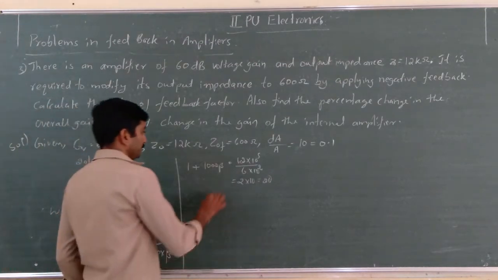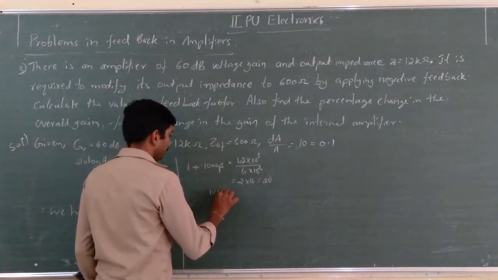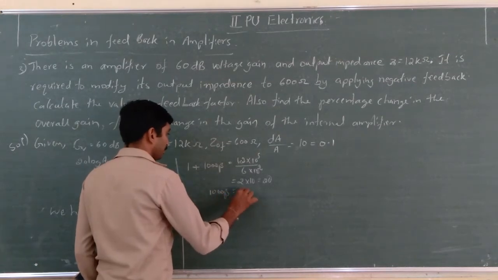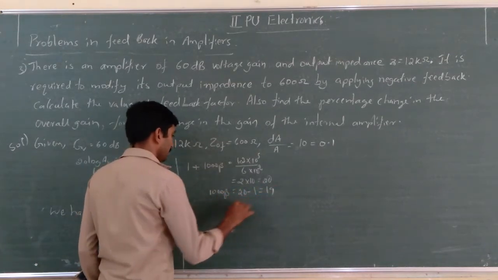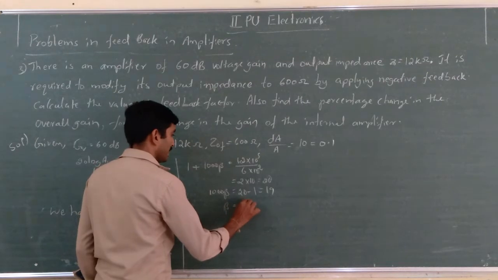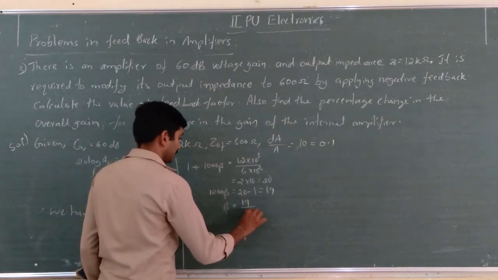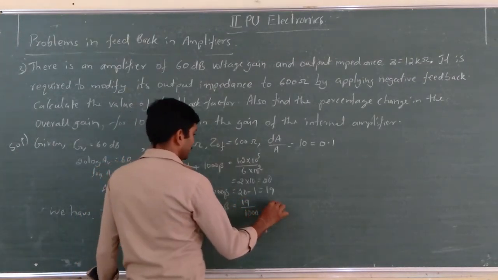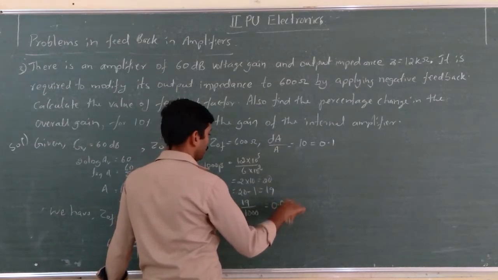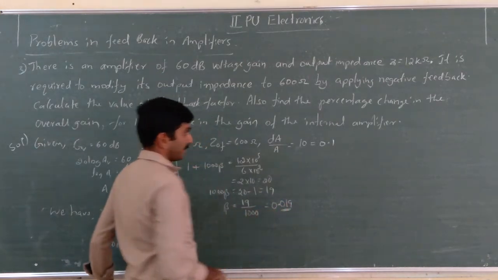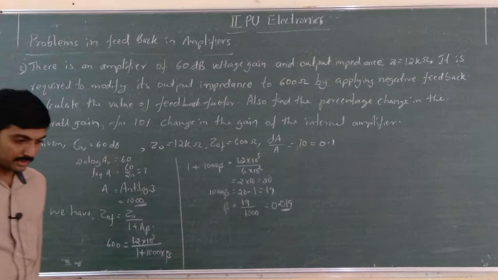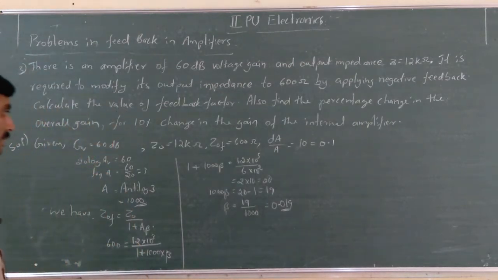Now, 1000 beta equal to 20 minus 1, 19. Therefore, beta equal to 19 divided by 1000, 0.019 is the feedback factor. 0.019 is the feedback factor, right.